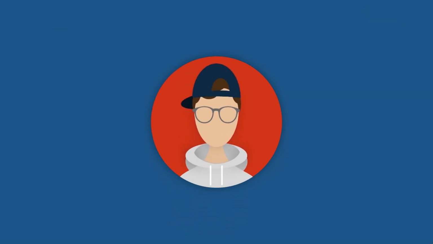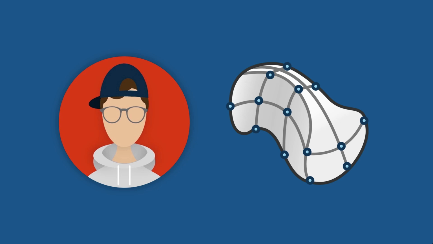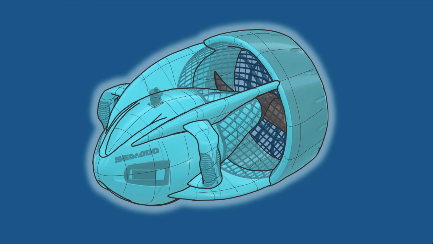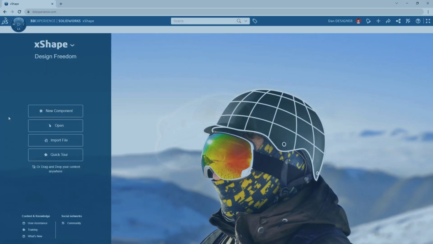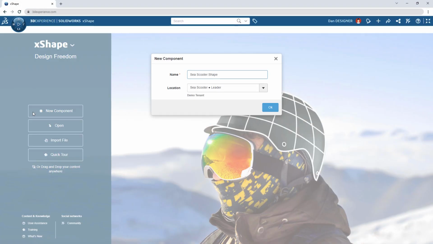Let's see how Dan Designer leverages the xShape app in 3D Sculptor to complete a sleek and stylish exterior for the latest C-scooter design. Dan's new component starts with a few reference images.